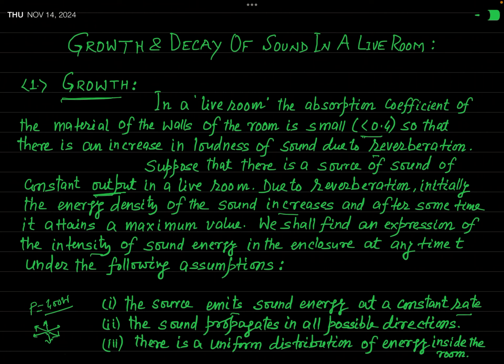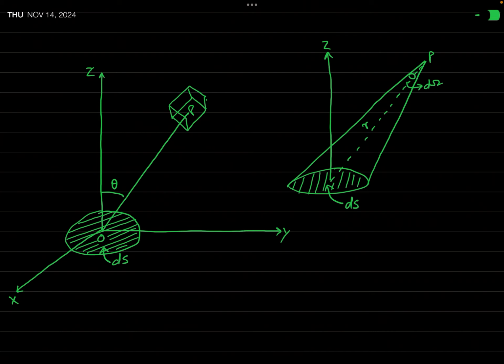And our third assumption is that the distribution of energy inside the room is uniform. It means energy density at any point inside the room is constant. It is not non-uniformly distributed. Energy distribution is uniform, so energy content in unit volume in any region of the room will be the same. So these are the three basic assumptions on the basis of which we are going to find the law that governs the growth of energy or energy density or intensity in the live room. So now how we can find it, let us see.